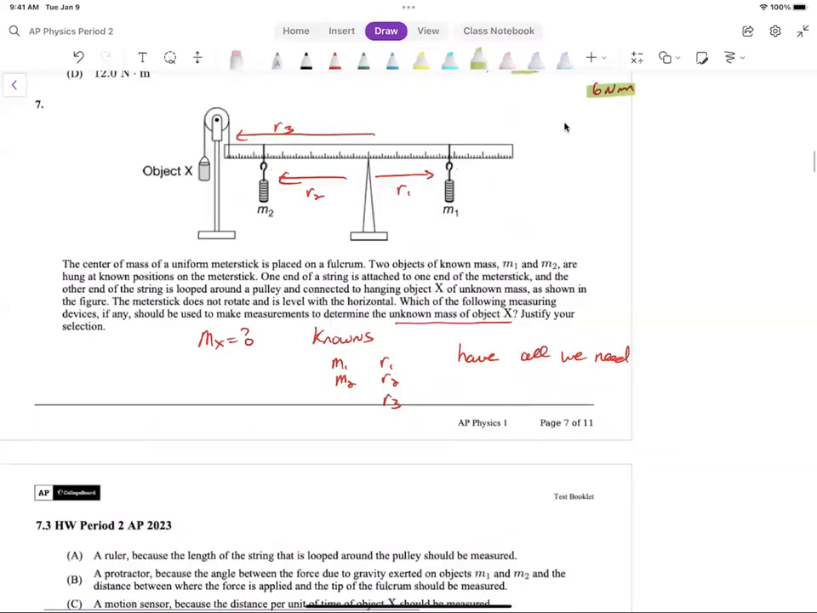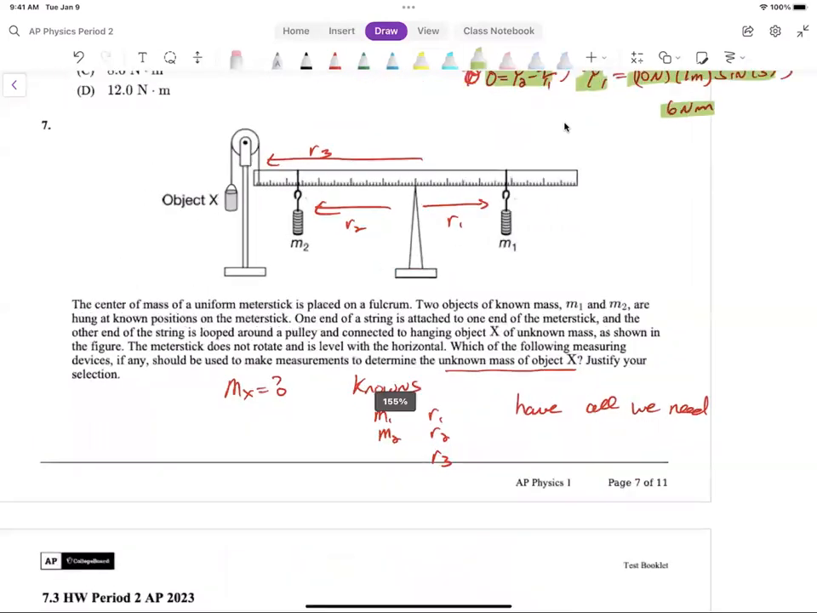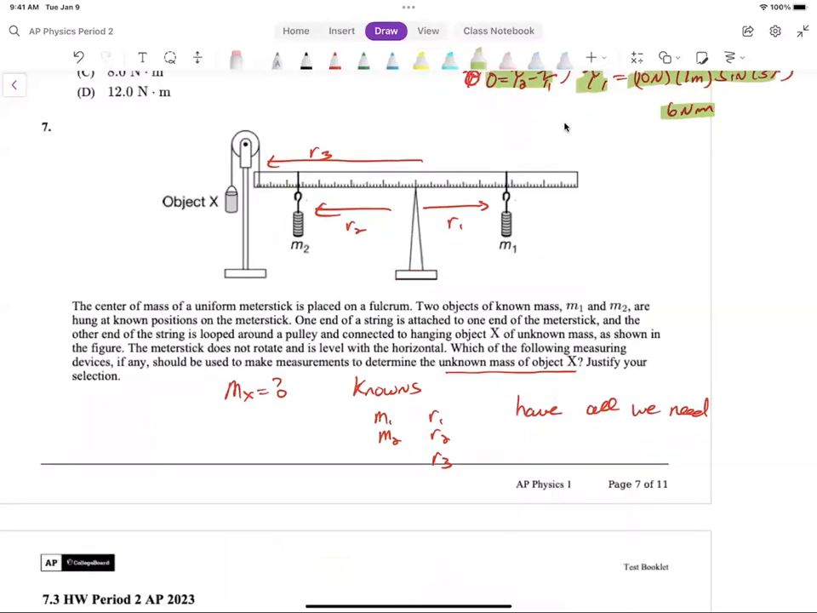Here's a situation. I have this meter stick. I know the mass of one, mass of 2. Obviously, I should be able to determine R1 and R2. The axis of rotation is at this fulcrum. And then this is putting a force upward, which is going to be equal to Fg, which is mx times g.